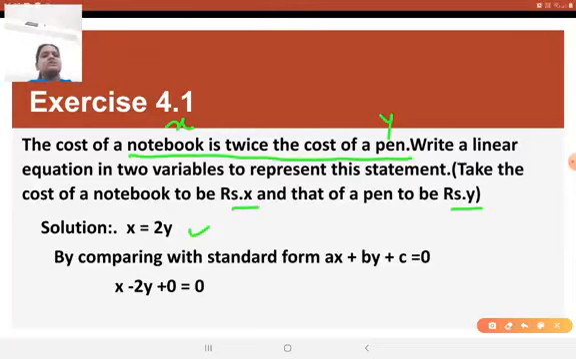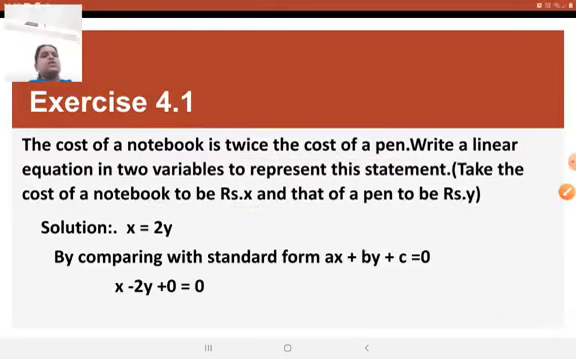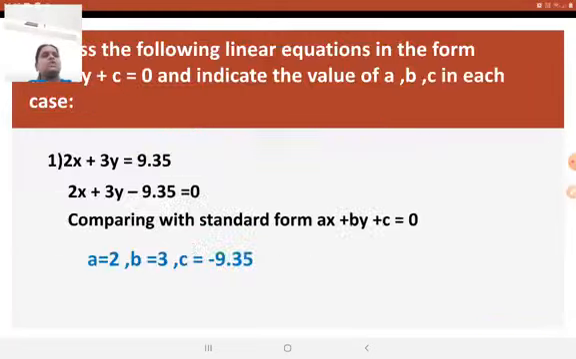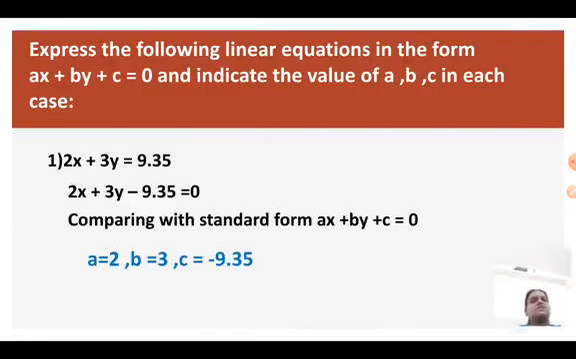Let us write it in the standard form. By comparing with the standard form, how can we write it? For that we will just shift this 2y to the left-hand side. So it will become X minus 2y. The C value is not given, so we will write it as plus 0 is equal to 0. So this is nothing but the standard form of a linear equation in two variables. So this is nothing but your solution. So let us continue with the next sum now.